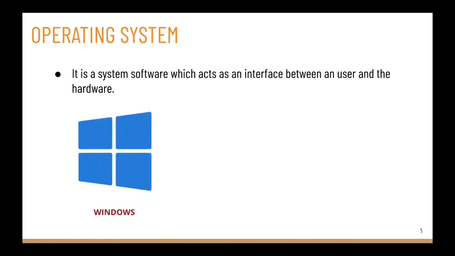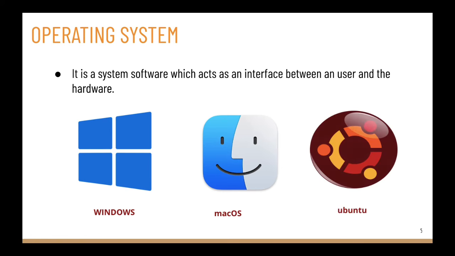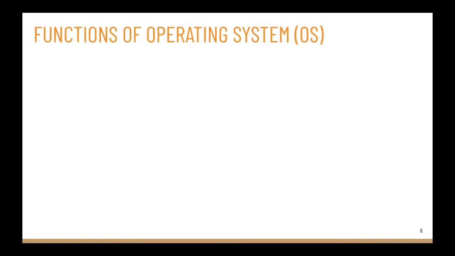Some examples of operating systems are, the most popular example of operating system is Windows operating system. It's developed by Microsoft. Next is Mac operating system. It's developed by Apple. And next, one of the most popular open source operating systems is Ubuntu. Okay. Next, let's see the different functions of operating system.